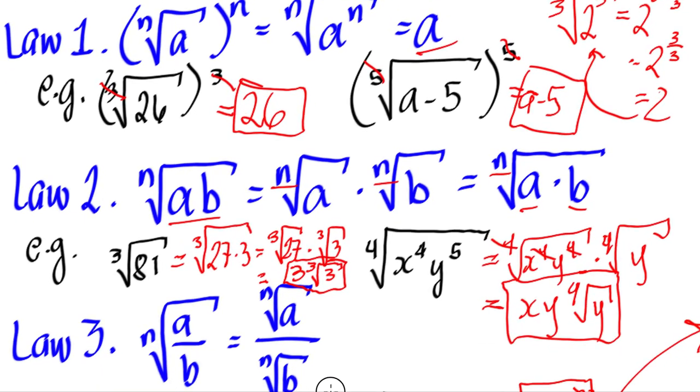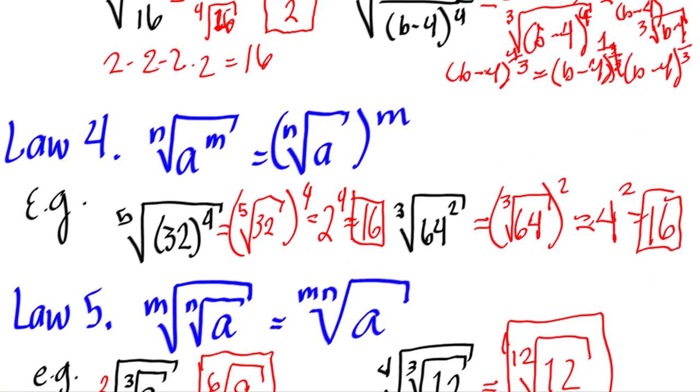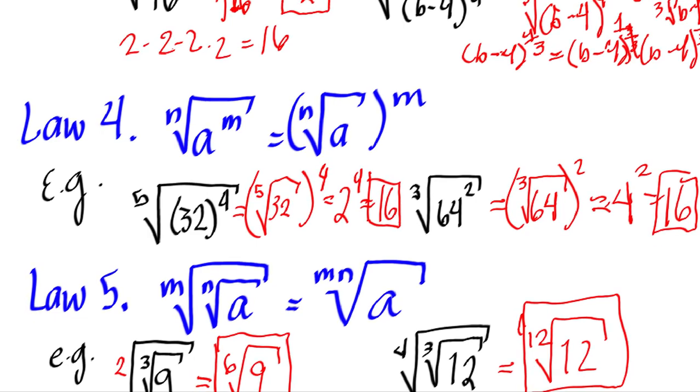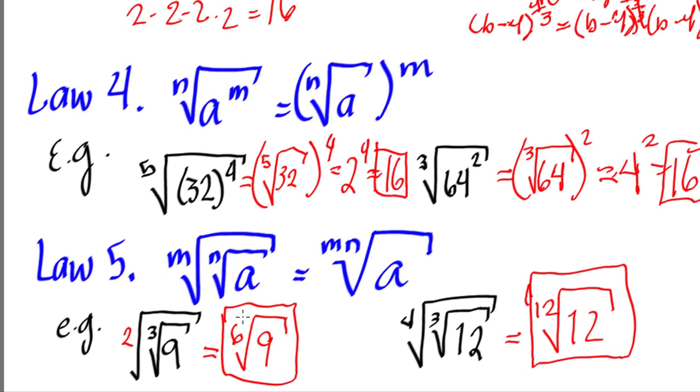The first 3 laws. Law number 1, the nth root of a raised to n is equal to just a. Law number 2 is the nth root of a times b is equal to the nth root of a times the nth root of b, which is also equal to the nth root of a times b as factored. Law number 3 is the nth root of a over b, which is equal to the nth root of a all over the nth root of b. Law number 4 will tell you that the nth root of a raised to m is equal to the nth root of a all raised to m. And law number 5 will tell you that the mth root of the nth root of a is equal to the m times nth root of a.